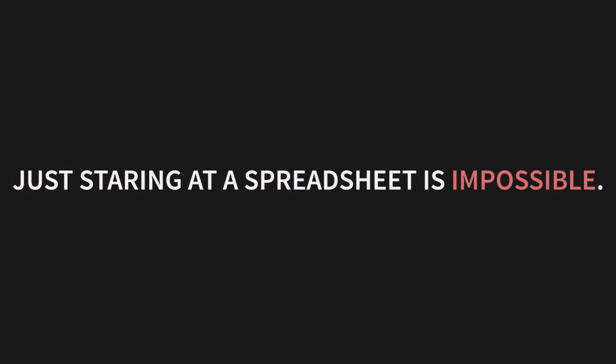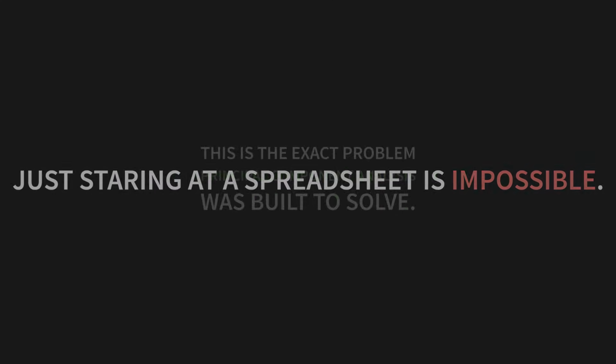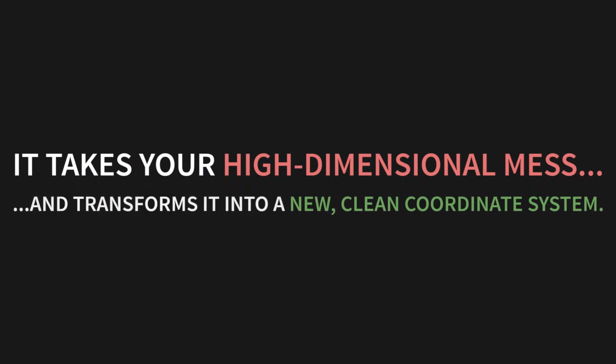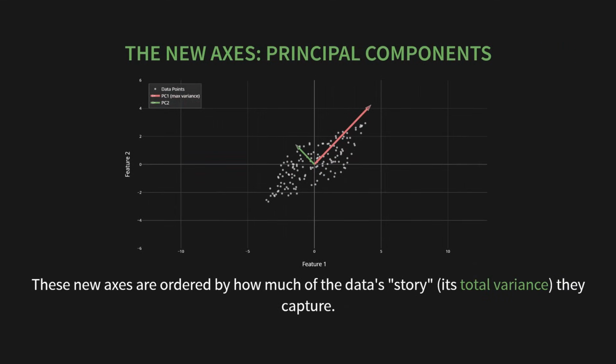Just staring at a spreadsheet is impossible. It's just a wall of numbers. This is the exact problem principal component analysis was built to solve. It takes your high-dimensional mess and transforms it into a new, clean coordinate system. The new axes of this system are called principal components. Now here's the key. These new axes are ordered by how much of the data's story, its total variance, they actually capture.